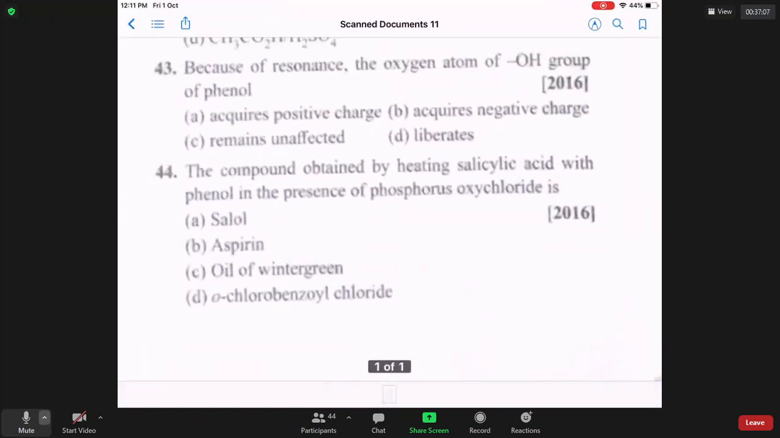The compound obtained by heating salicylic acid with phenol is called salol. In fact, there is a small issue. The salols are originally present in oil of wintergreen, which is known as jam oil.